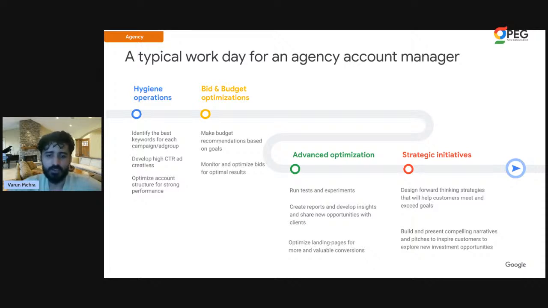And then there are certain advanced optimizations that are also done by marketers, such as running tests and experiments, running scripts, creating reports, developing dashboards out of it, and then sharing these opportunities with the client. Then largely, I think the majority of the value comes from the strategic initiatives, right? So when you plan forward and design strategies that help your customers and your clients exceed their expectations of the ROI that they were expecting out of these marketing campaigns.